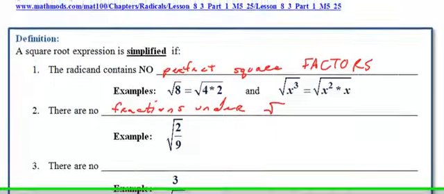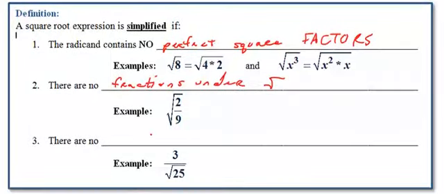And the last one sounds very similar to the one above, but it's actually different. There can be no radicals in the denominator of a fraction. So we can't have an entire fraction under the radical. We also cannot have a radical in the denominator of a fraction. It's okay if it's in the numerator, but not the denominator.